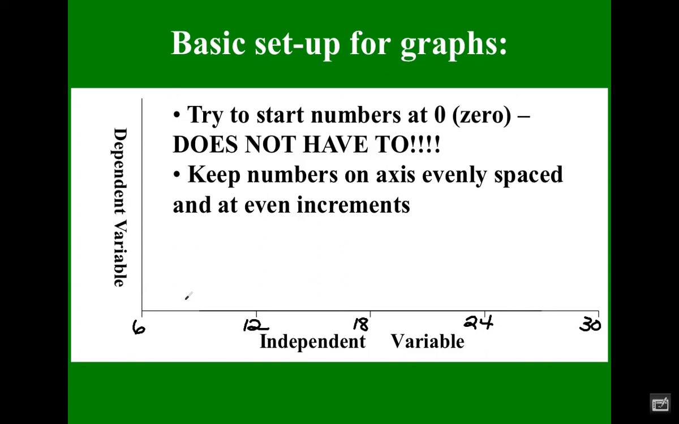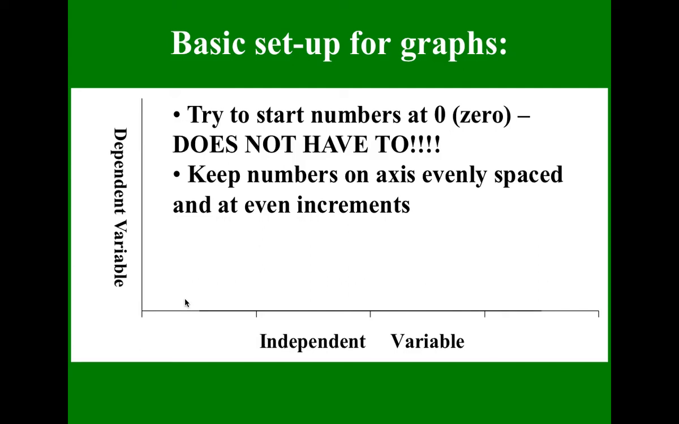So I would actually have to go to something different. Maybe I want to go by tens, 0, 10, 20, and 30. That would work. That may mean that I have some dots that are kind of out in space. And that's okay. I'm allowed to do that. Okay, but don't make the mistake about those even increments.